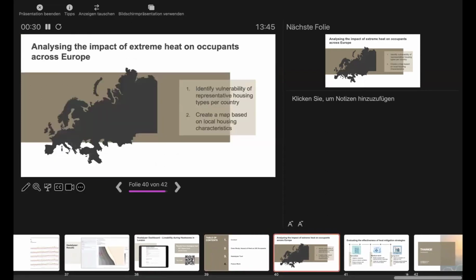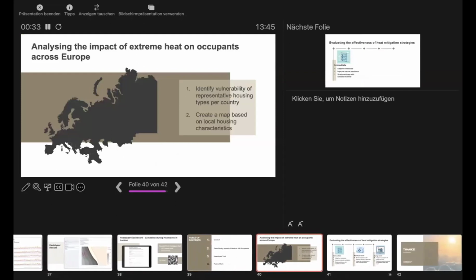So first of all, using my Heatalyzer tool, of course, it will be super interesting to do the same kind of analysis that we did for the UK for different locations across Europe and also across the world. So we could look at the representative housing stocks of different countries and do the same kind of analysis. And even more so, maybe even create a map based on the local housing characteristics that identifies what kind of housing types you have and then directly can associate with your risk level to extreme heat. This is one thing that would be very interesting.